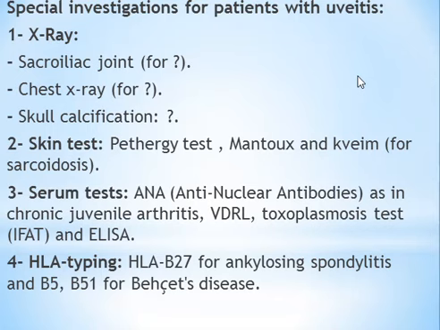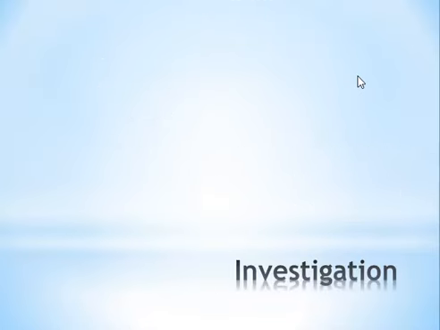قلناهم قبل شوية إنه sacroiliac joint X-ray, chest X-ray, skull X-ray, seeking for calcification in case of toxoplasmosis. Sometimes we do skin test or pathology test in non-tox and keep them for sarcoidosis. The serum tests such as antinuclear antibody, and in case of uveitis, VDRL or toxoplasmosis, IFAT and ELISA, HLA typing, خصوصا B27 for ankylosing spondylitis, and B51 for Behçet disease.